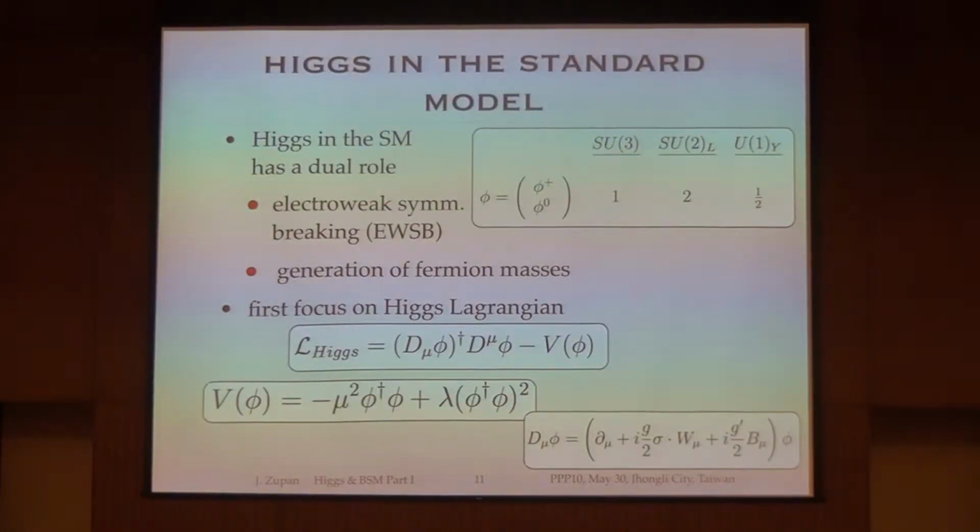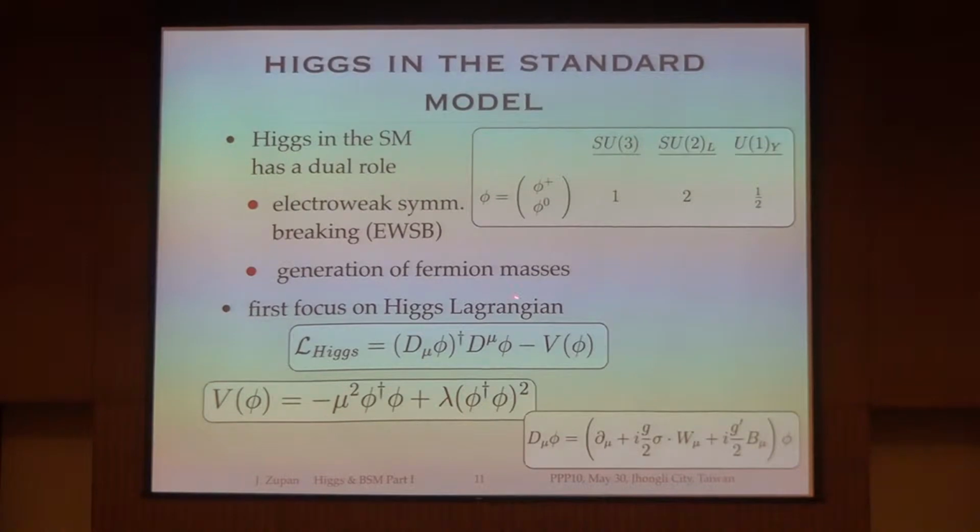So let's look at the Higgs in the standard model, where it is an SU(3) color singlet, it's an SU(2) doublet, and then it carries a weak hypercharge of 1/2. So in other words, it is a doublet. There's going to be a complex scalar field that has 2 components, and the Higgs boson sits in this lower component. Now it has a dual role. It will give electroweak symmetry breaking, and on top of it, it will generate the fermion masses.